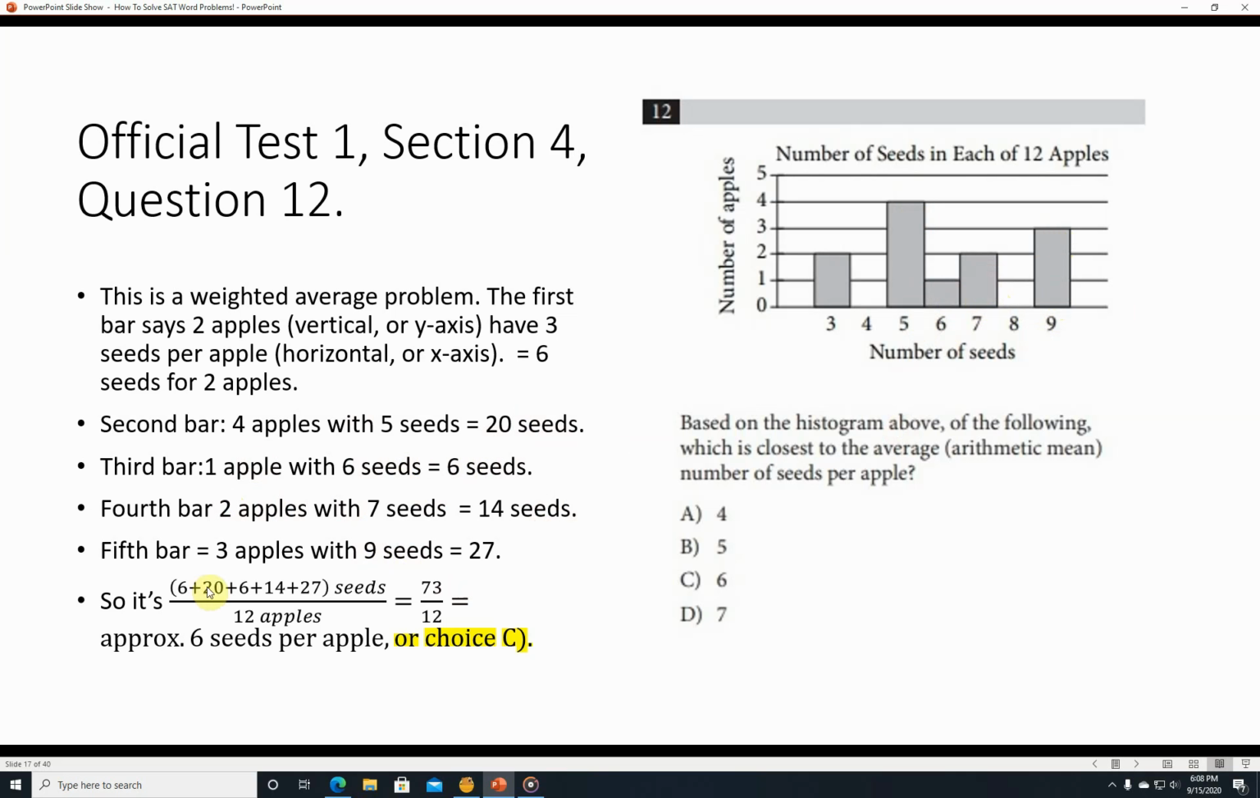So it's 6 plus 20 plus 6 plus 14 plus 27 seeds over 12 apples, which is 73 over 12, approximately 6 seeds per apple, so that's going to be choice C.